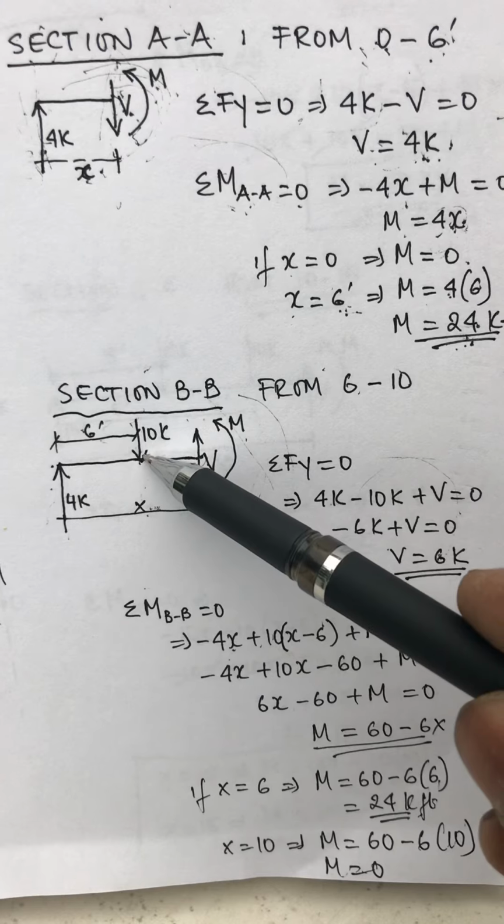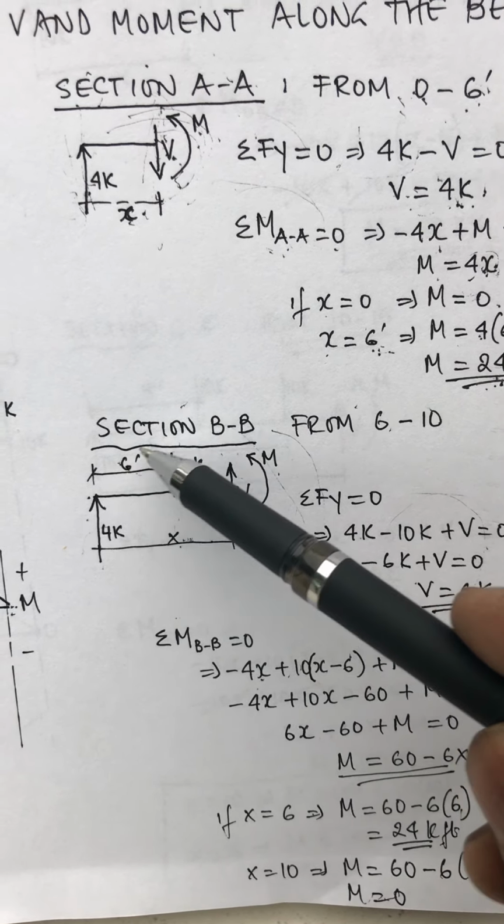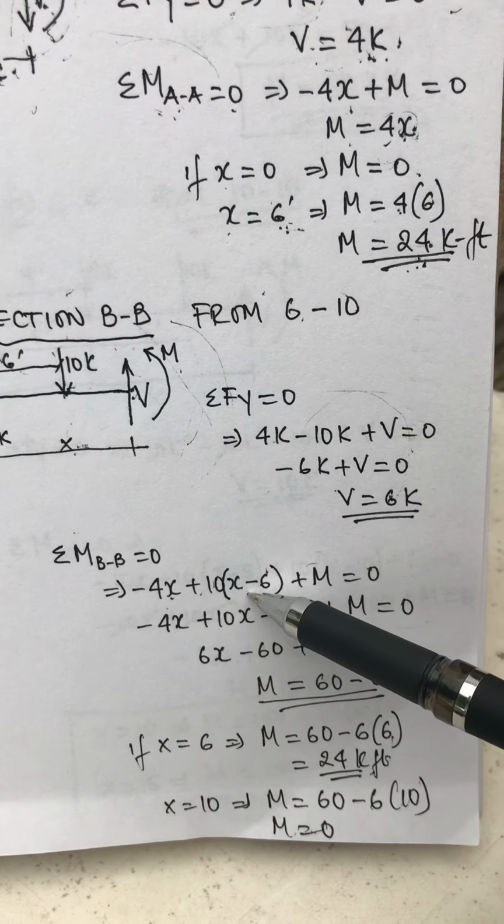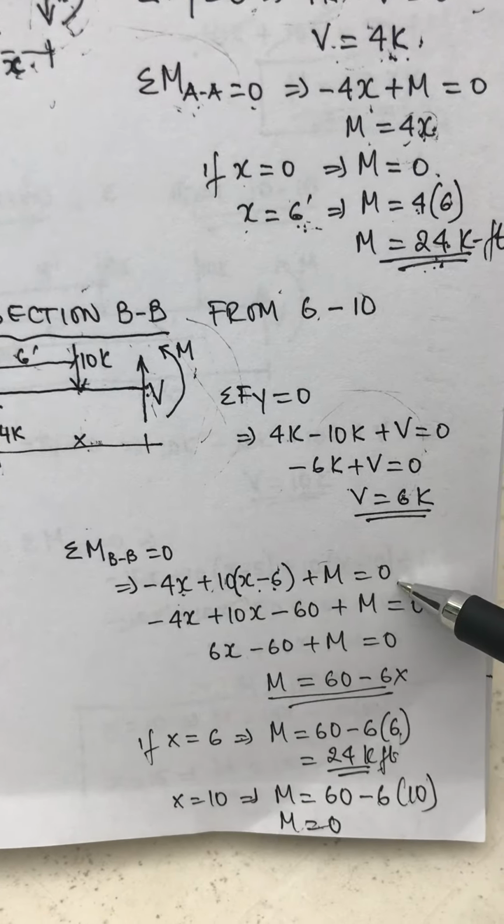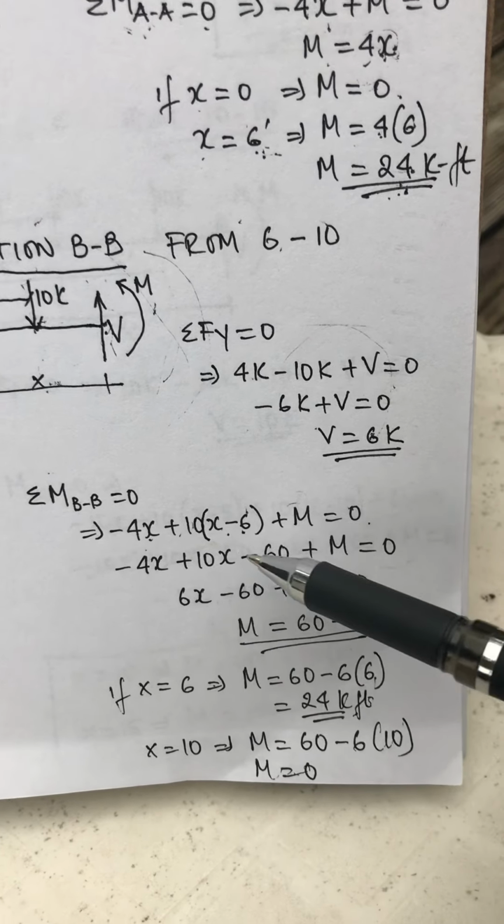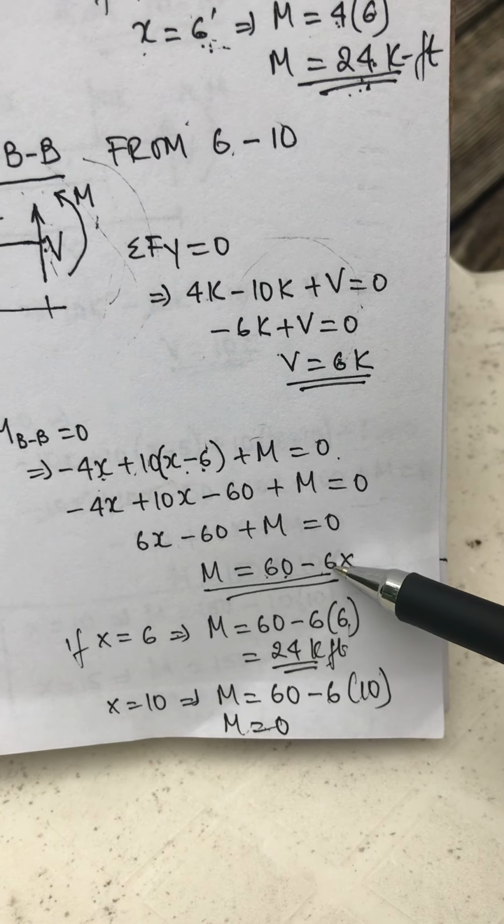But what's the distance from here to there? It's x minus 6. That's why for the 10, I have the distance x minus 6, and plus my M equals 0. And if you solve this equation, you're going to see that M is 60 minus 6x.